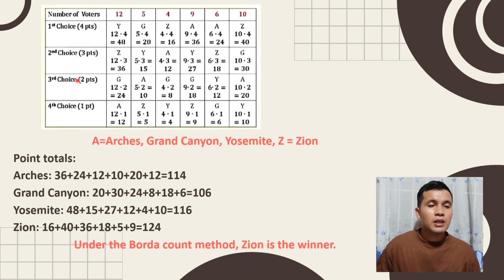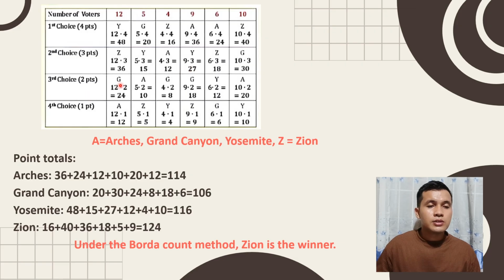For the second choice, for the Zion, there are 12 voters, multiplied by 3 equals 36. For the Yosemite, 5 times 3 equals 15. For the Arches, 4 times 3 equals 12. For the Yosemite, 9 times 3 equals 27. For the Zion again, 6 times 3 equals 18. And for the Grand Canyon, 10 times 3 equals 30.